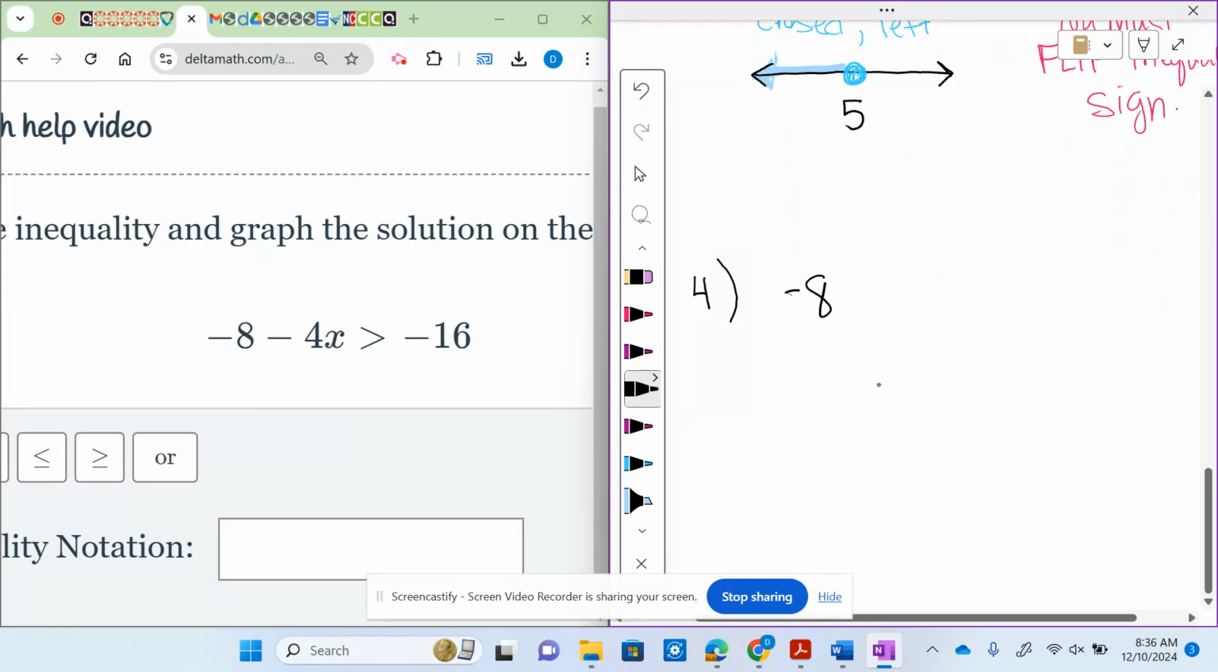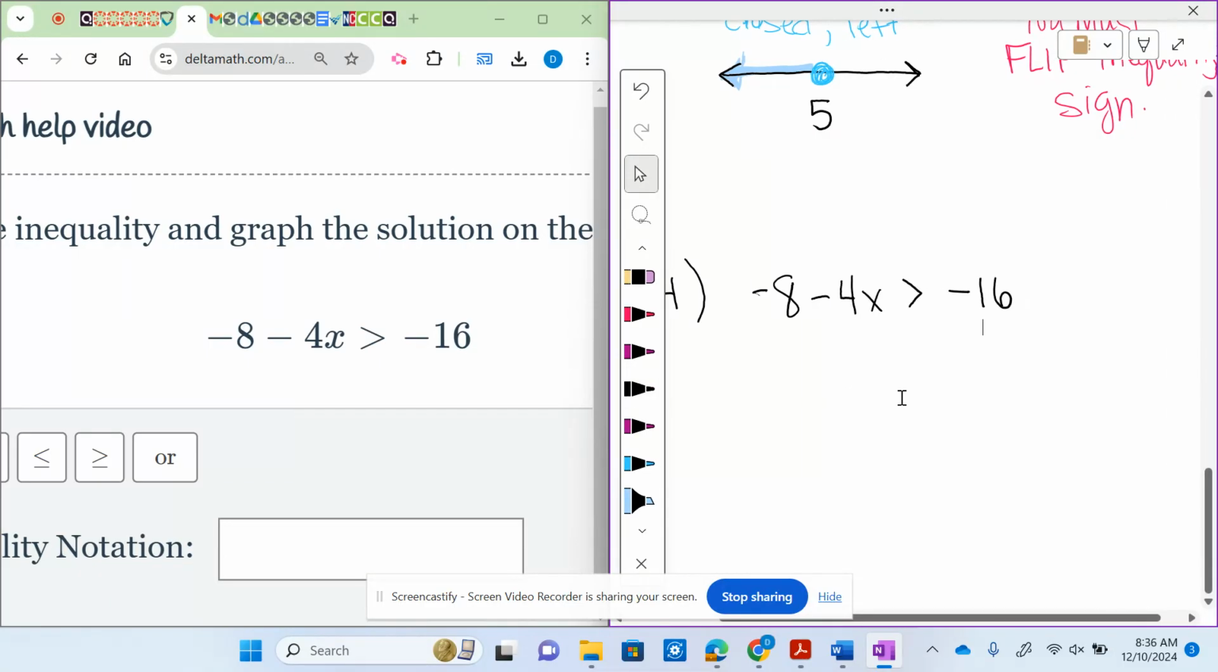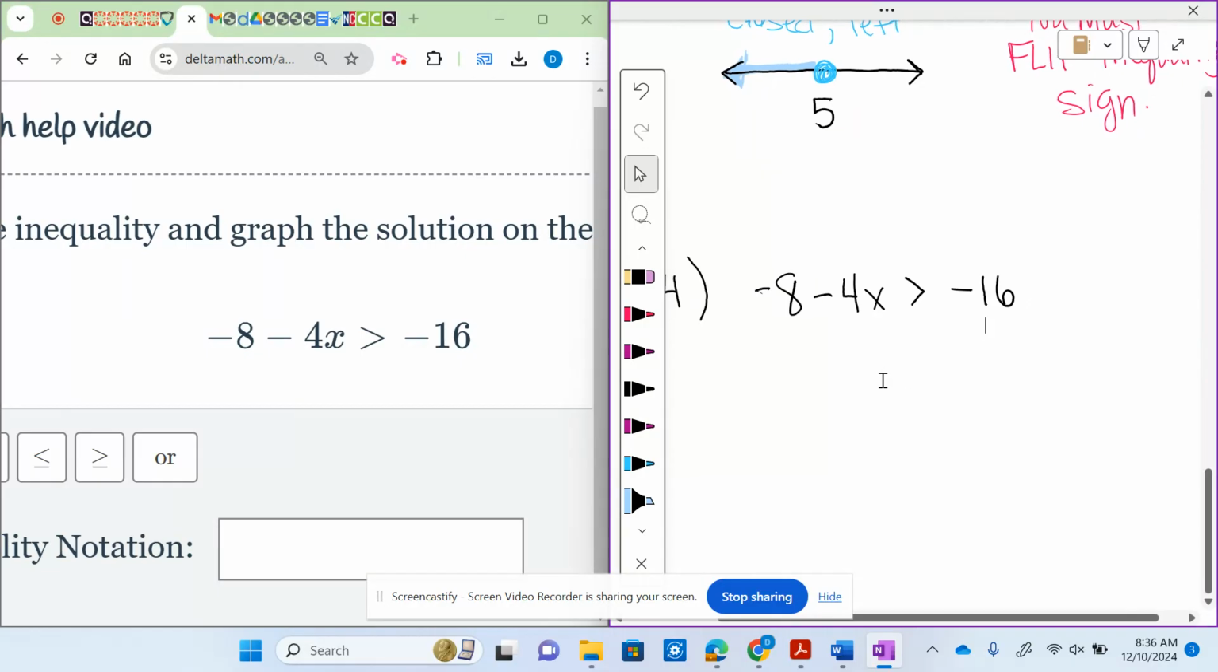Number 4, negative 8 minus 4x is greater than negative 16. All right, what do we want to do? Add 8 to both sides. So I have negative 4x is greater than negative 8. What would you do next, Lissandro?